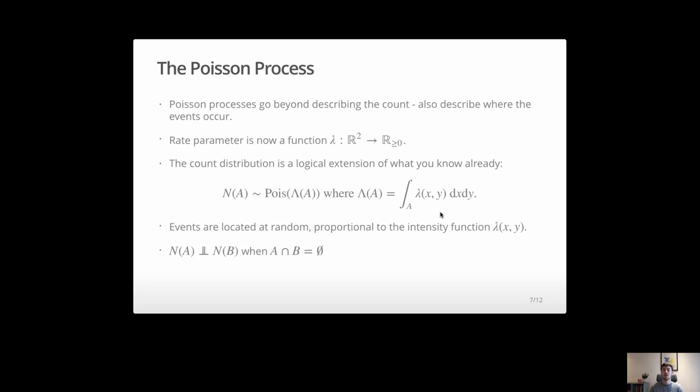Given the number of events that we're going to observe on the region, the locations of these events are random, they're independent of one another, and they're allocated proportional to the intensity function lambda of x and y. So where this intensity function is high, we're going to expect to see more of our points happening there. The independent increments property still holds. So if we've got disjoint sets A and B, then the event counts on each of these are going to be independent random variables.